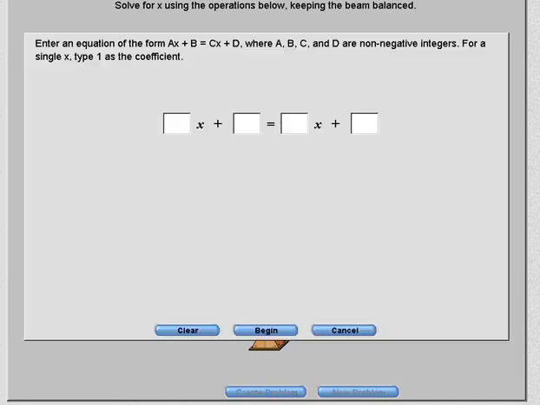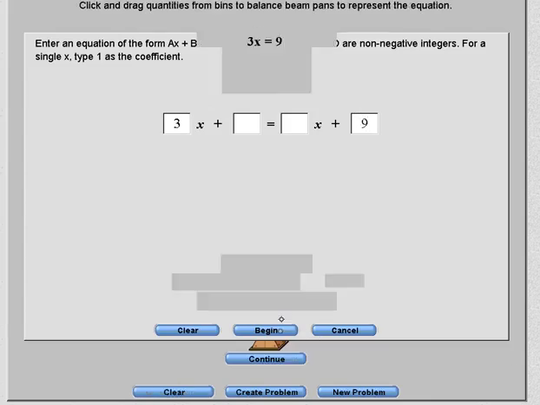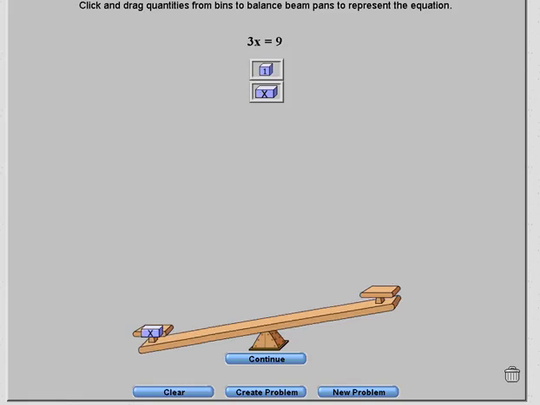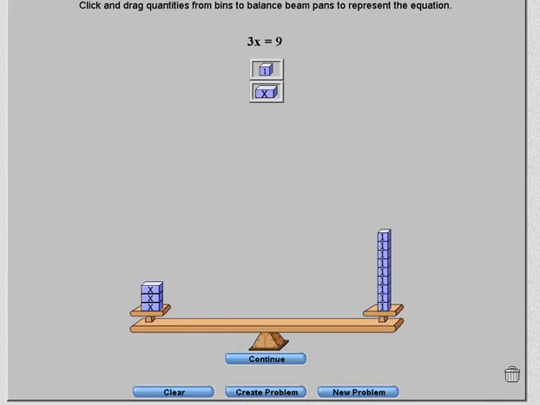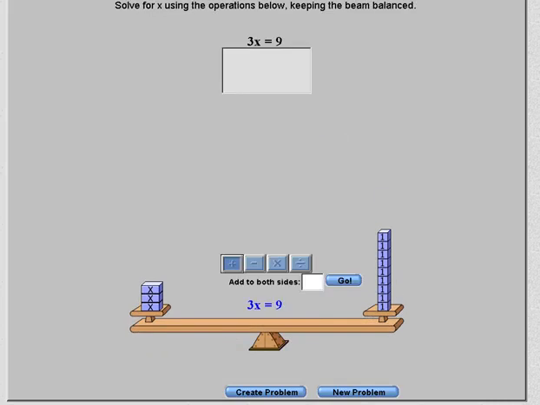So let's look at another one like that. Let's look at 3x equals 9. So I need to put 3 x's on the left, and I need to put 9 blocks on the right, and as soon as I do that, it will balance. So how do I get rid of multiplying by 3? Well, I need to divide by 3, and that will solve. I divide both sides by 3. When I divide the left-hand side by 3, I'm left with x. When I divide the right-hand side by 3, 9 divided by 3, I'm left with 3.